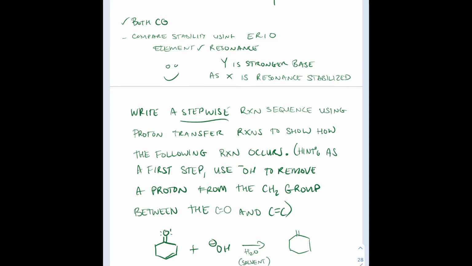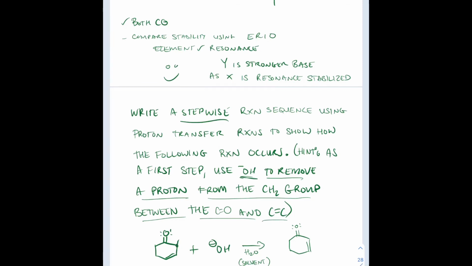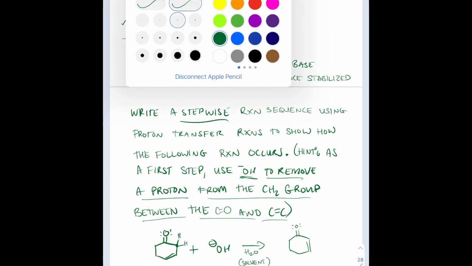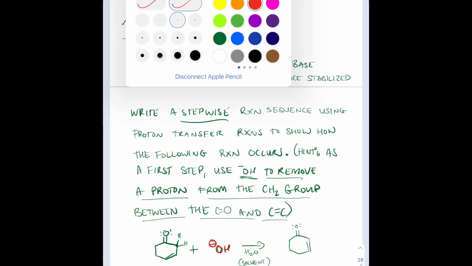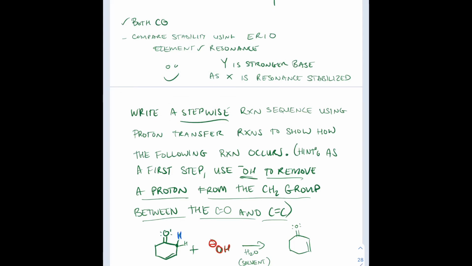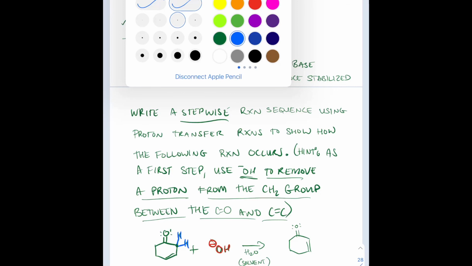So this is a difficult problem. That's why I'm doing it here, because I want you to get exposed to those difficult problems and also think about them too, because remember, you got to pause the video and then try the problem. Okay, so use the hydroxide to remove a proton from CH2 group between the CO and the CC. So let's draw those protons out. We can't forget that they're there. The hydroxide is highlighted in red. That is our base. And we'll draw these protons in blue because those are the acidic protons.